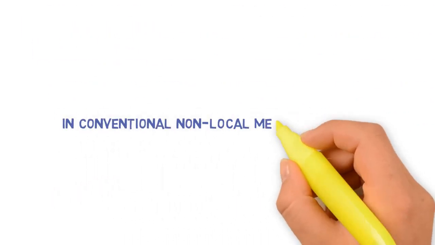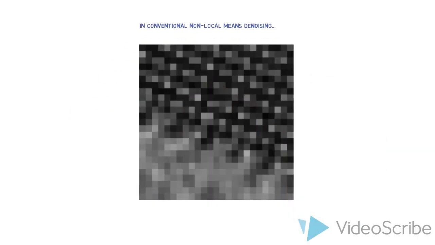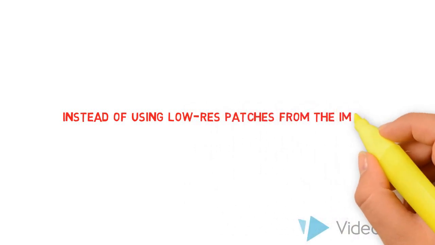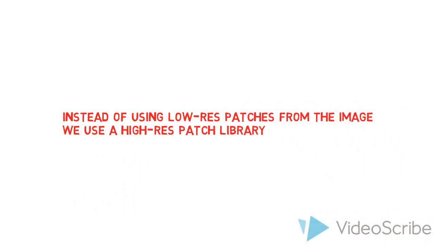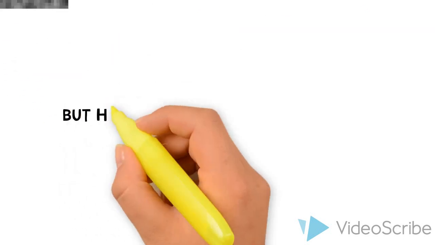Now, as a quick recap, in conventional non-local means denoising, we have an image that we want to denoise, and let's look at a single pixel and take a patch around it. So we go on in the image looking for similar patches, like the patch that we're trying to match, and then we weight each of these patches based on how similar they are and take a weighted mean to reproduce the patch. Instead of using low-resolution patches from the image, why not use a high-resolution patch library? This is the central idea of library-based non-local means.